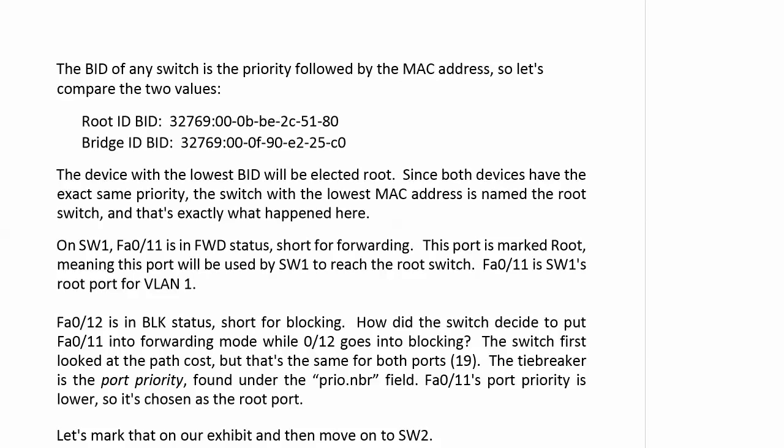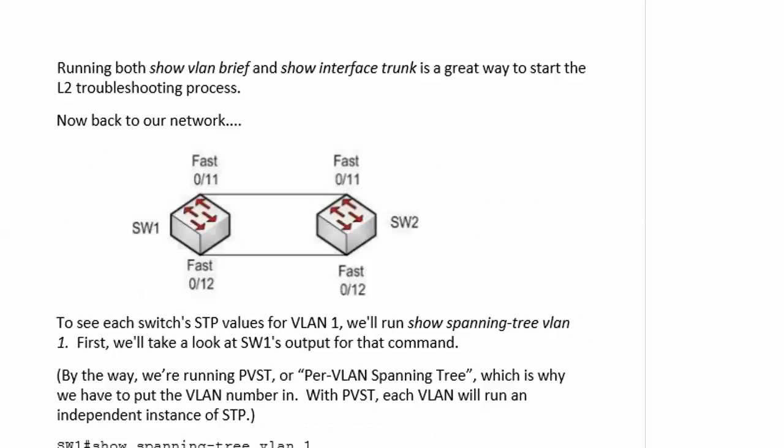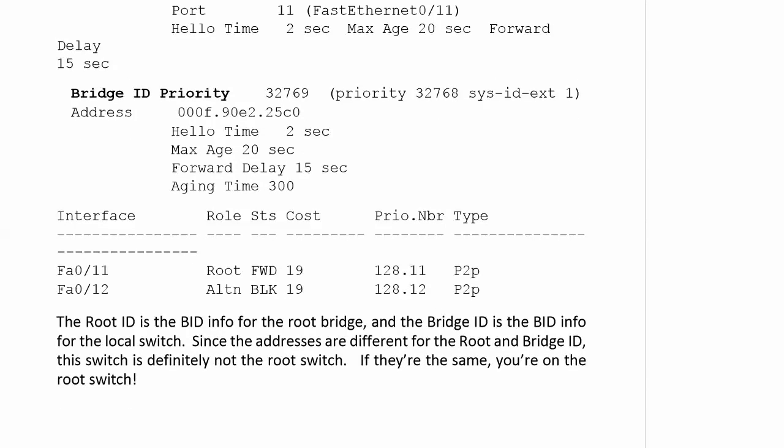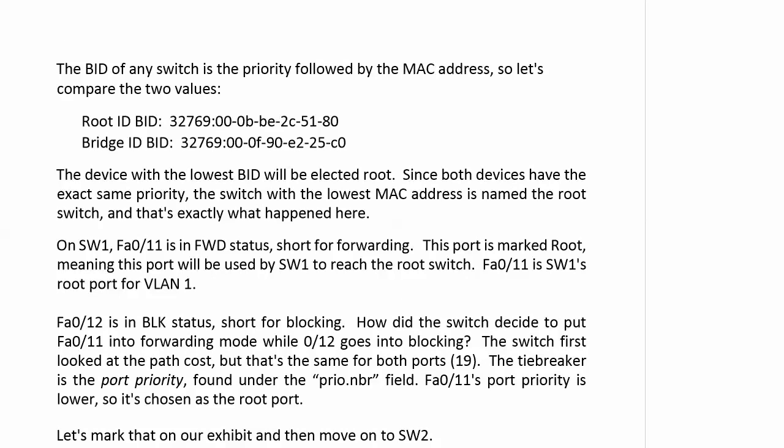Now 12 is in blocking status, we saw that, but how did the switch decide that? How did the switch say, okay, 11 you're in forwarding mode, 12 you're in blocking? Well, the switch first looked at the path cost, but they were equal. They were both 19, which is the default STP cost for a Fast Ethernet port. The tiebreaker there is the port priority. It's found under the prio.nbr field, and we can go back and take a look at that. It's the very next value, prio.neighbor, and it's 128.11, 128.12, and that's why port 11 was chosen as the root port.